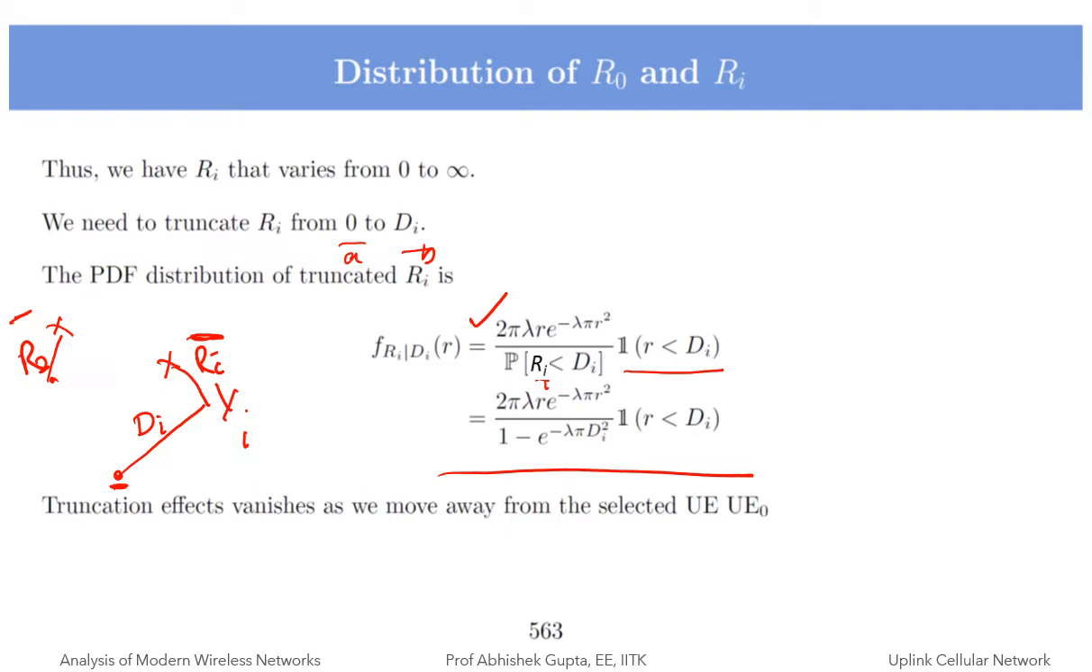And you can see that as Di increases, as the user moves away, this truncation would not matter a lot because the limit Di increases. So you can see that these are equal as Di goes to infinity. It means this effect is only really important for the users which are close to the tagged base station. And you know that the users which are close to the tagged base station are going to be the most dominant ones.